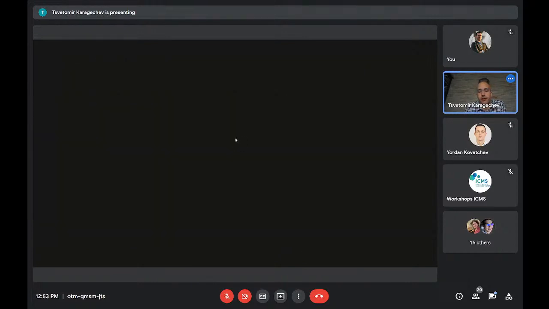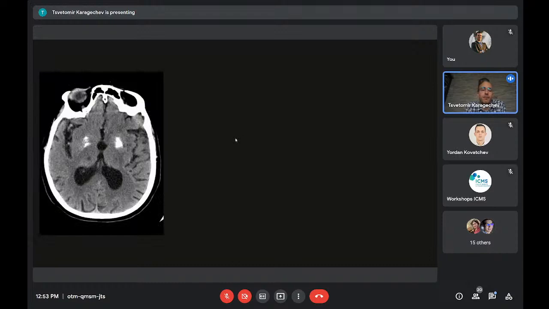So let's begin. Maybe some of you recognize this. We see hyperdensities, very symmetrical in the basal ganglia, in the lentiform nuclei on both sides. And what do you think this is? Is it blood or is it something else? I can see the chat actually. I don't know if someone is writing. I'll follow it and tell you if someone tries.